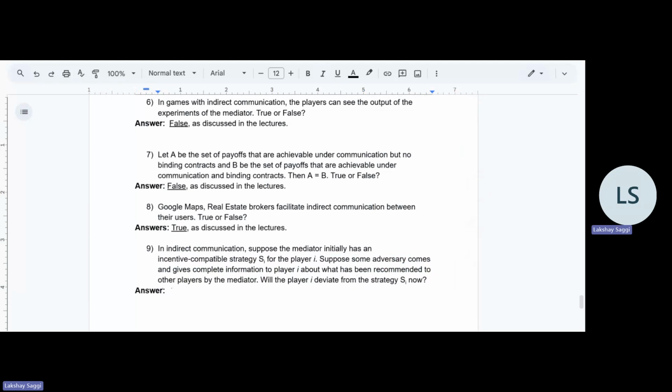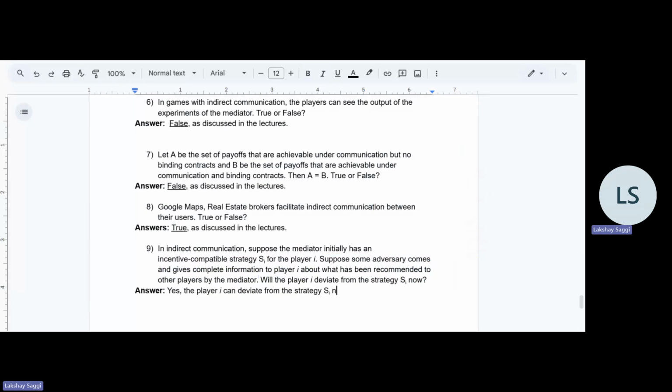Yeah. So if player I comes to know what has been recommended to other players by the mediator, will player I now deviate from the strategy? Will player I still continue to play the strategy SI, or can the player deviate from the strategy SI? So actually the answer is true, yes, the player I can deviate from the strategy SI now.